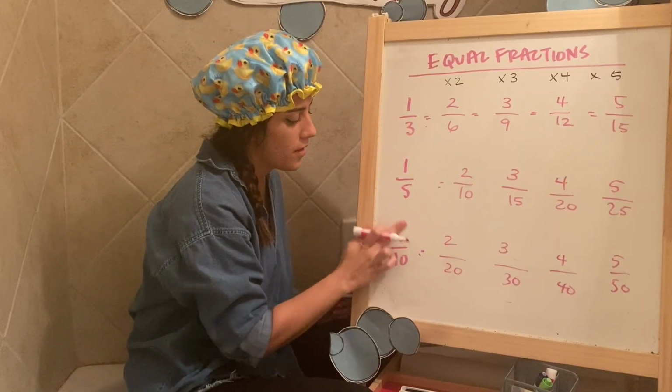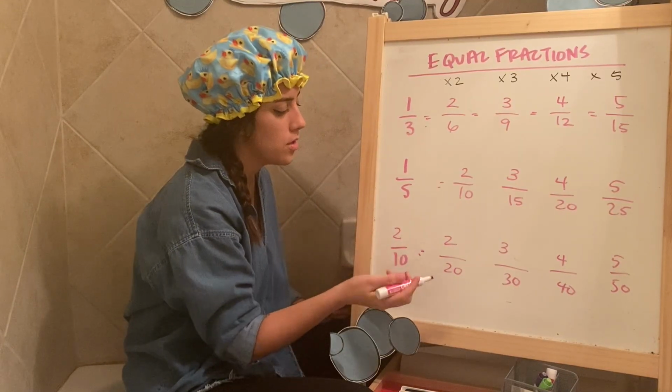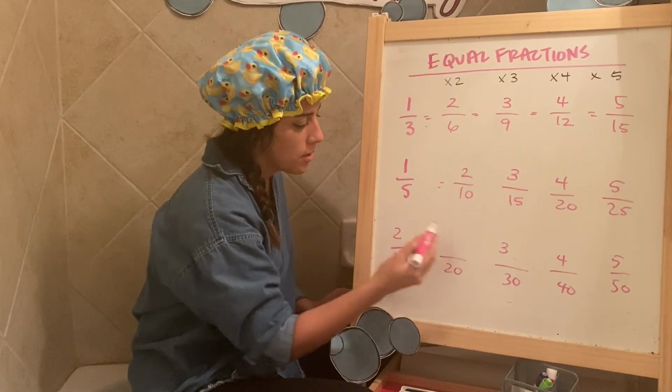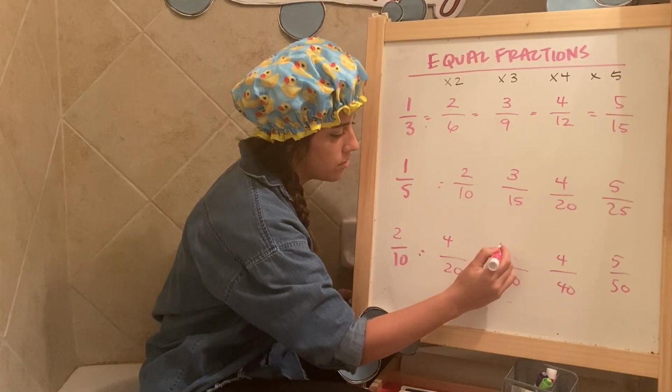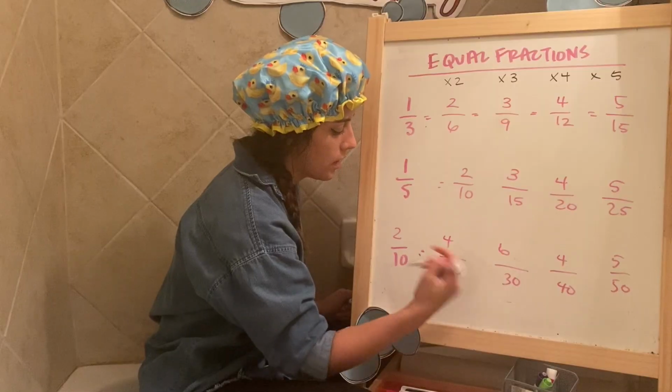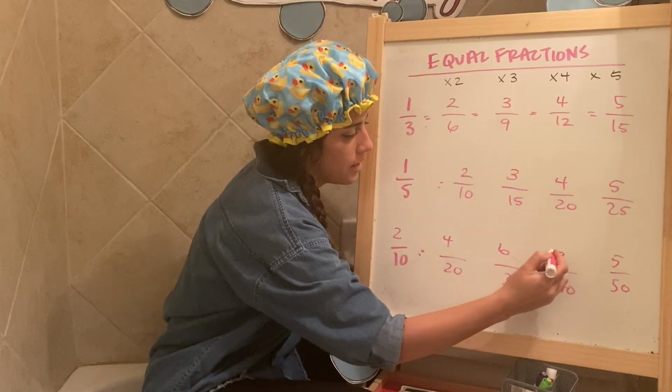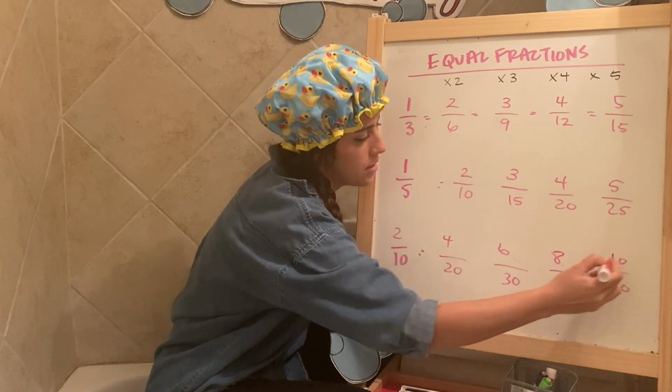You could do the same if I had, let's say, a 2 at the top. Same thing. So 2 times 2, 4, 2 times 3, 6, 2 times 4, 8, 2 times 5, 10, right?